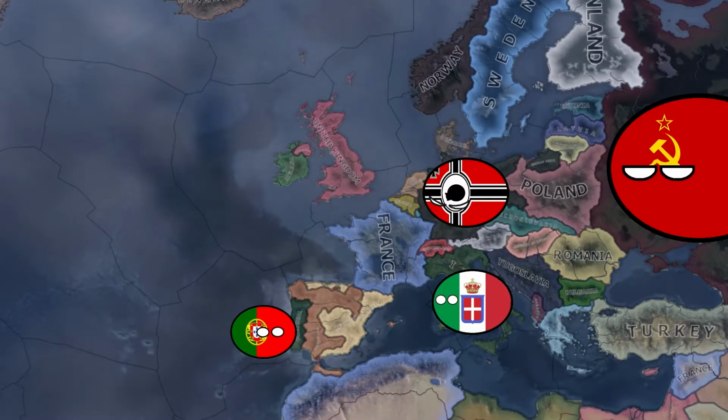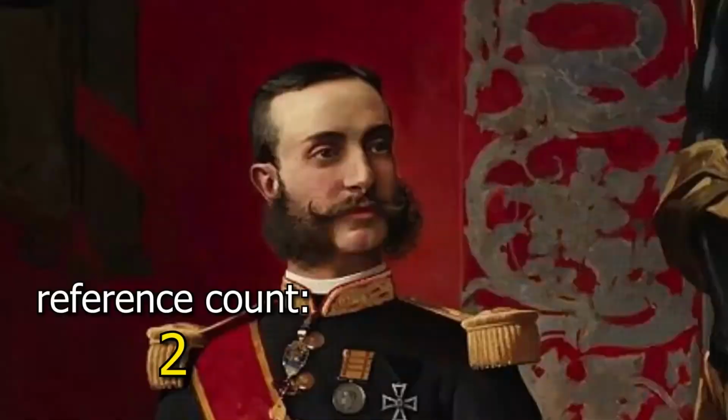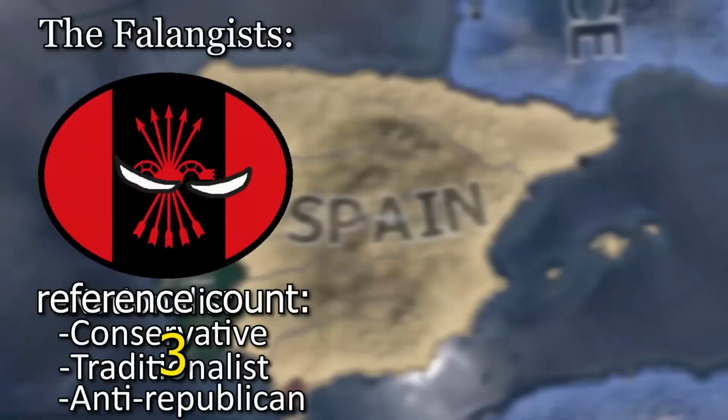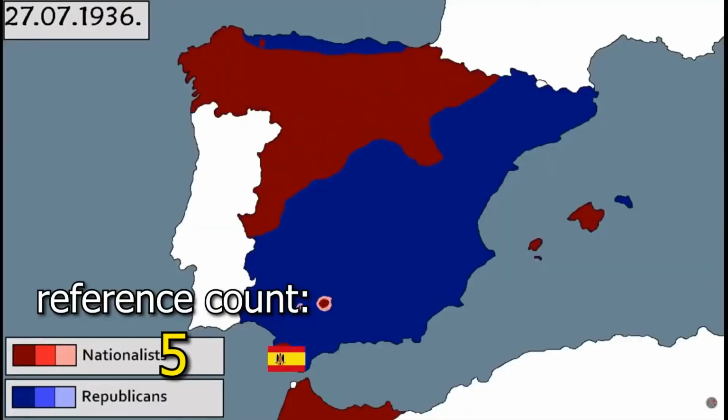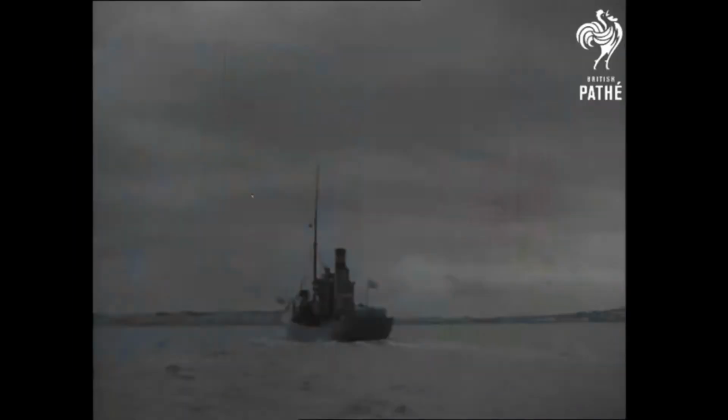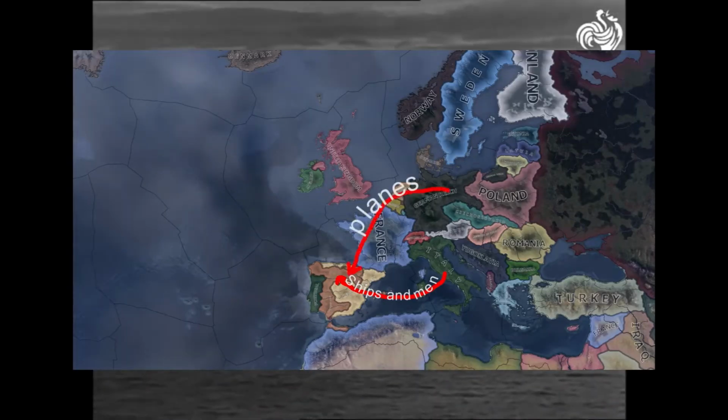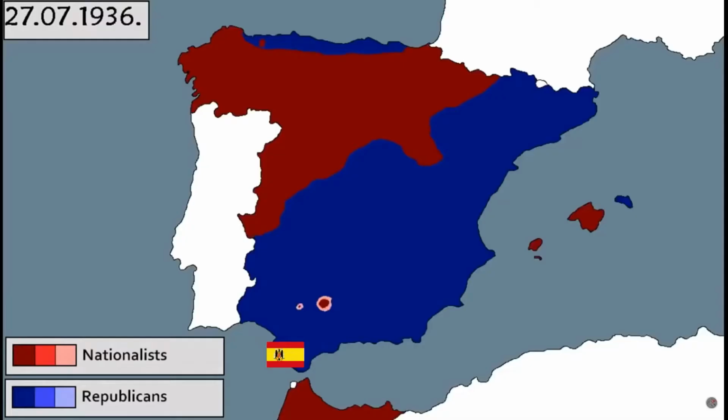This is where the outside powers become involved. Italy supplied the Nationalists with ships and men, and Germany provided them with planes. Thus, the Army of Africa landed in Cadiz and connected with rebels in Leon, and also Aragon.